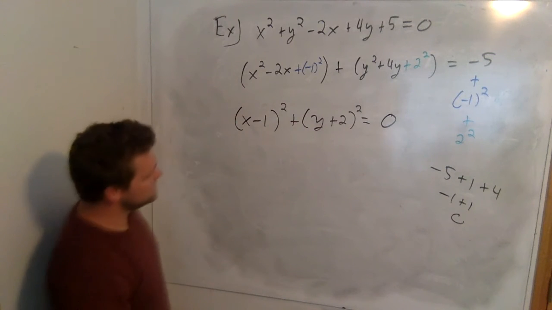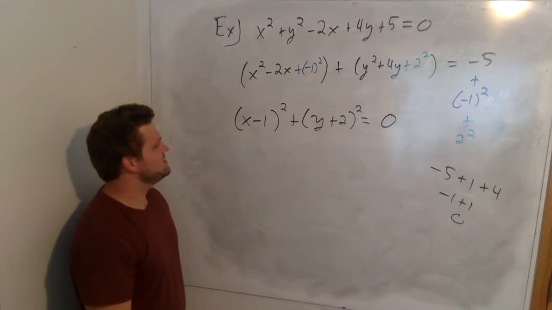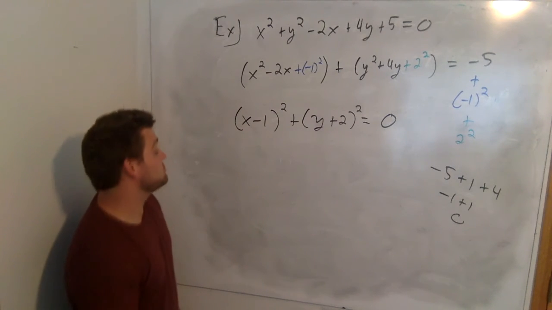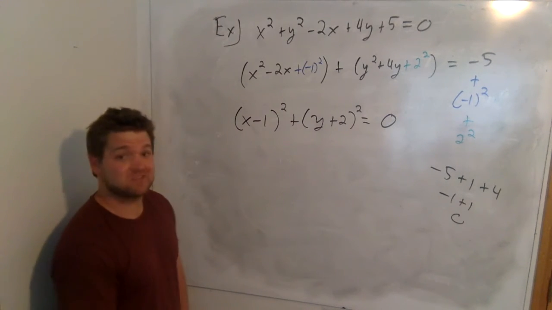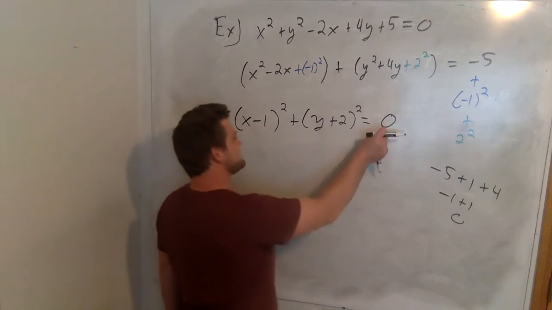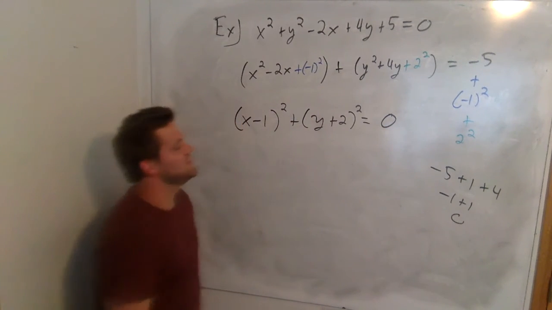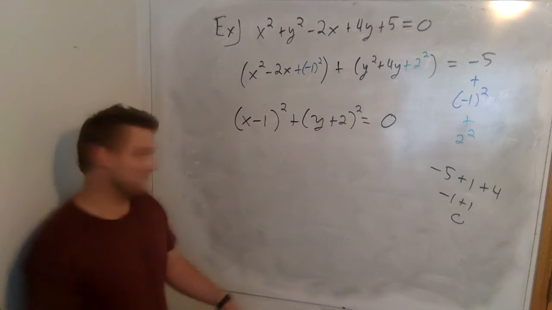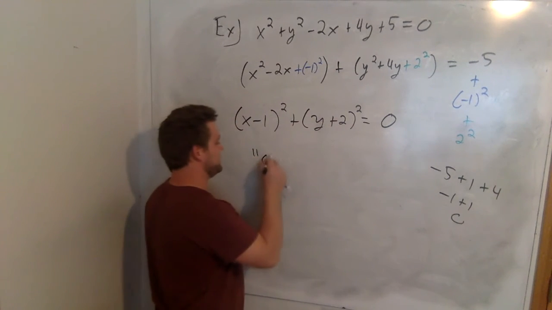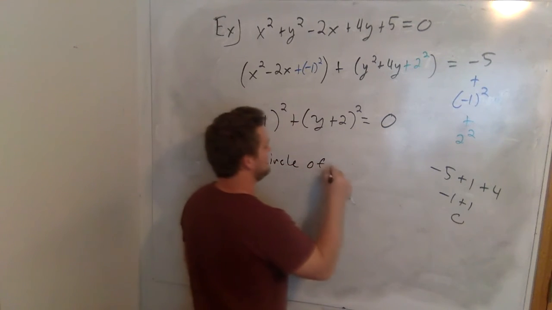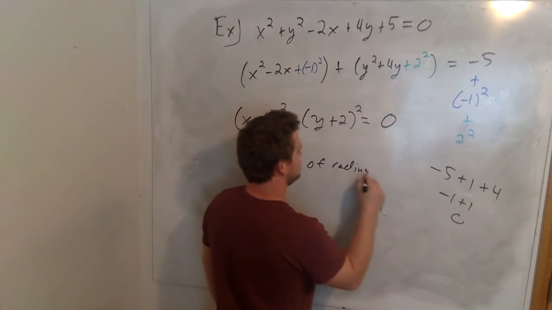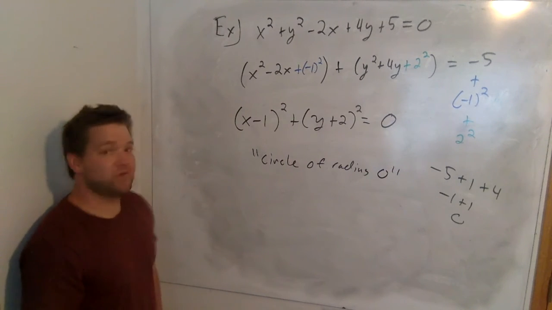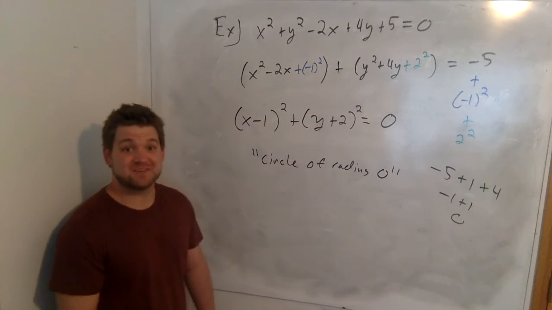Well, let's think about this for a second. This almost looks like it could be an ellipse, or maybe you might be thinking a circle, but on the right-hand side, it's equal to 0. You could almost think that this is a circle of radius 0. Well, a circle of radius 0 would just be a single point.